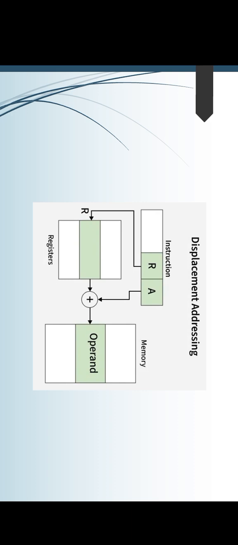So here is the formula: effective address equals register plus displacement. That is the memory value, so 1000 plus 20 is 1020. This is displacement addressing. The data is put in the register R1. This is called the effective address.